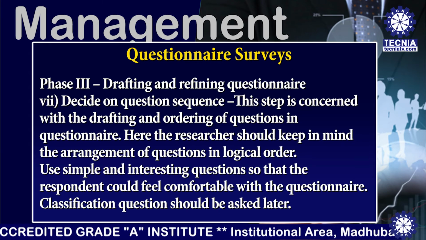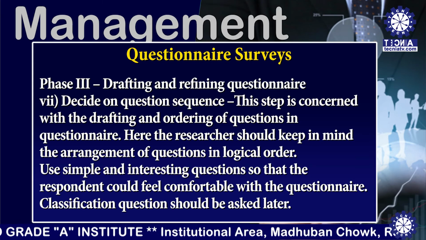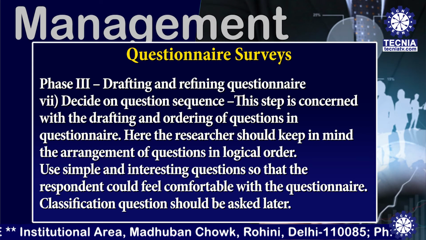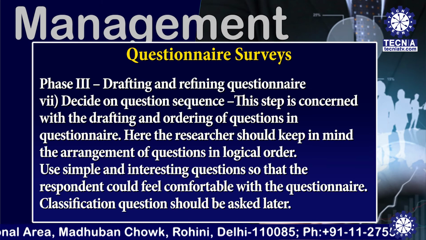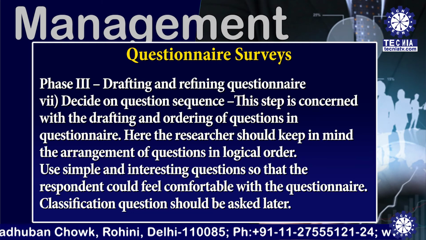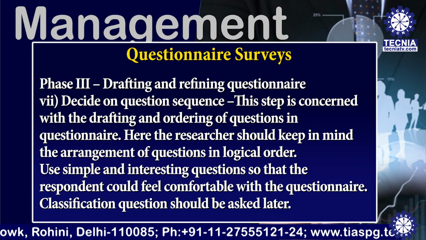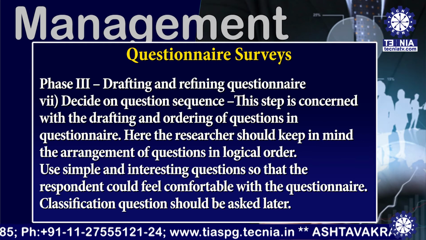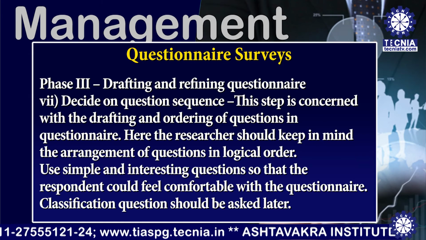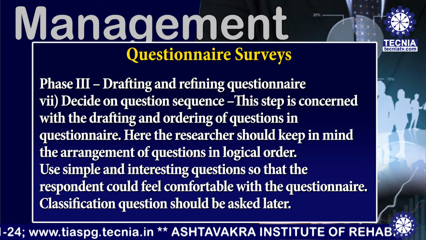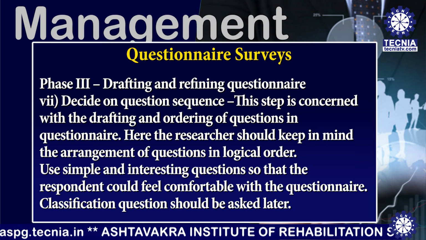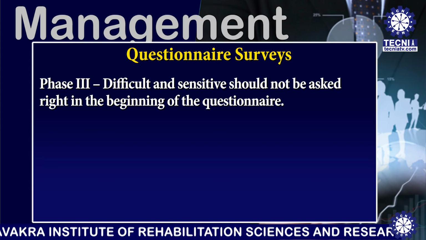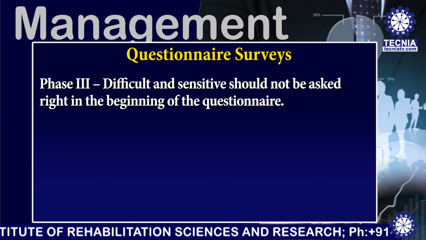Here the steps are: first one, decide on question sequence. This step is concerned with the drafting and ordering of questions in the questionnaire. Here the researcher should keep in mind the arrangement of questions in logical order. Use simple and interesting questions so that the respondent can feel comfortable with the questionnaire. Classification questions should be asked later. Difficult and sensitive questions should not be asked right at the beginning of the questionnaire.